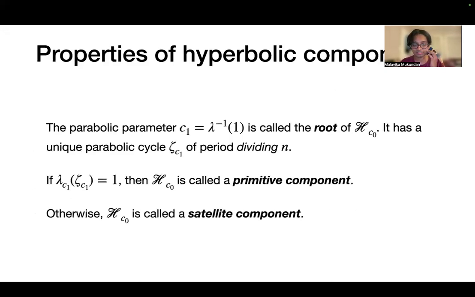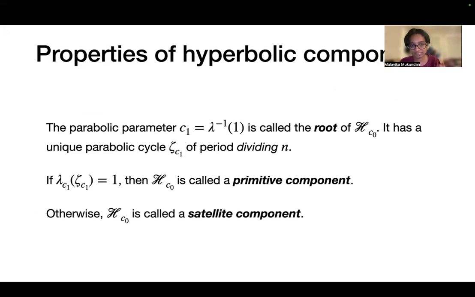So if I look at the dynamical plane of C1, all I know is that I have a parabolic cycle of period that divides n. The period doesn't necessarily have to equal n. As a consequence, what could happen is that the multiplier of the cycle could be equal to 1, or it could be just a root of unity. Some power of the multiplier of the cycle could be equal to 1.